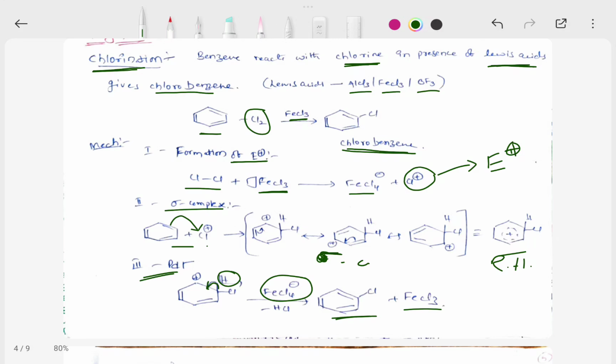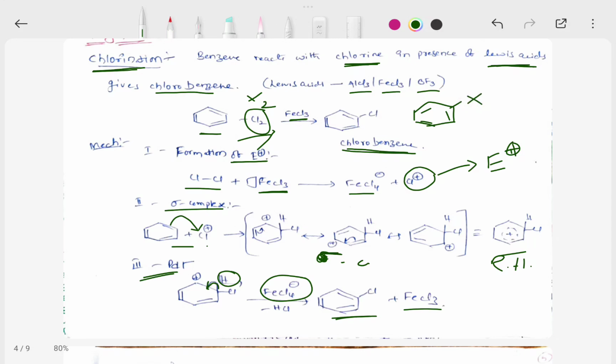In chlorination reaction, chlorine is the electrophile, or if you take bromine instead of chlorine, that reaction is called bromination. In general, these reactions are called halogenation reactions. For example, if you take benzene and react it with halogens in the presence of Lewis acids, it will give halobenzene.